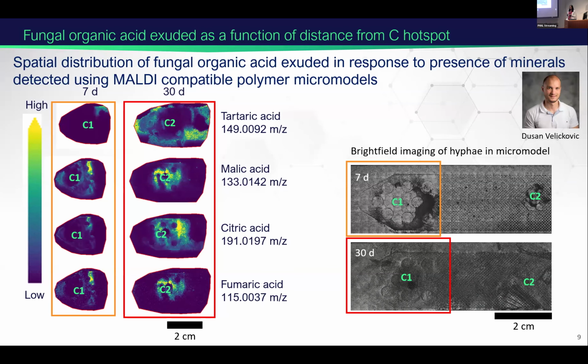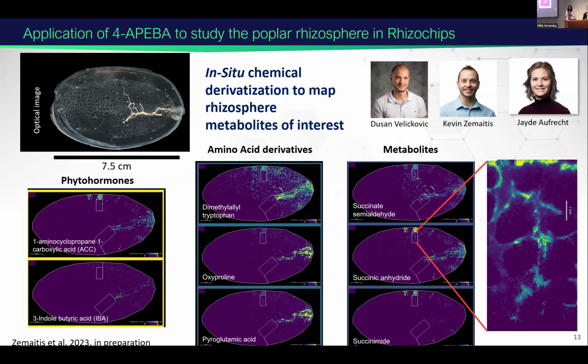And then these are also compatible with mass spec. An example here is where we have analyzed the plant root using multi-mass spectrometry imaging, looking at different types of phytohormones, amino acid derivatives, and other metabolites exuded by the plant root. So in this way, we can look at not only plant root exudate, but when plant root and the microbe interact, what changes occur in the exudates.